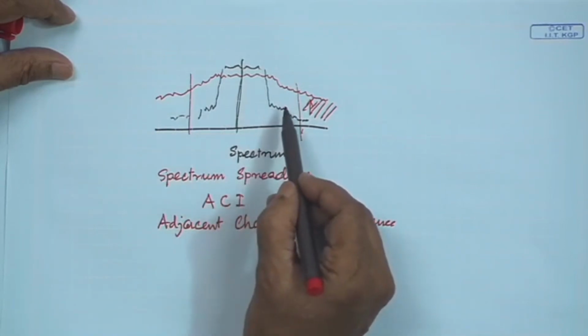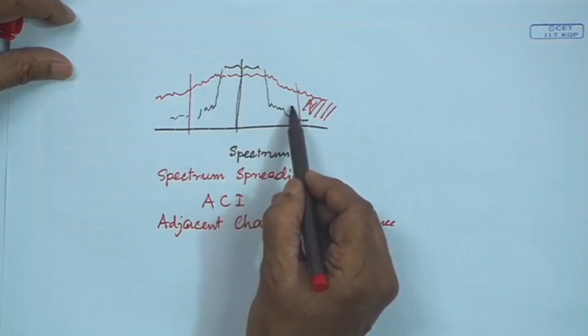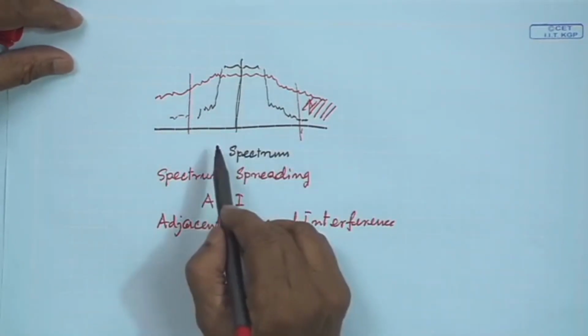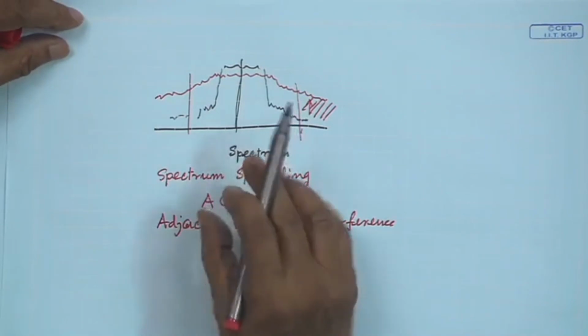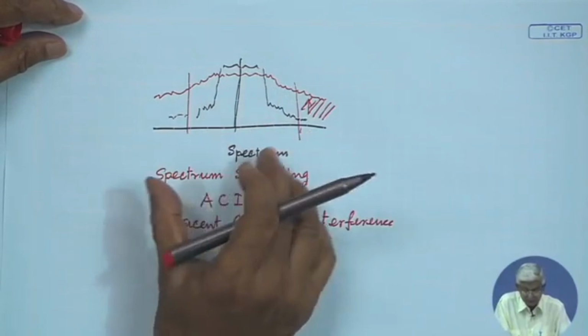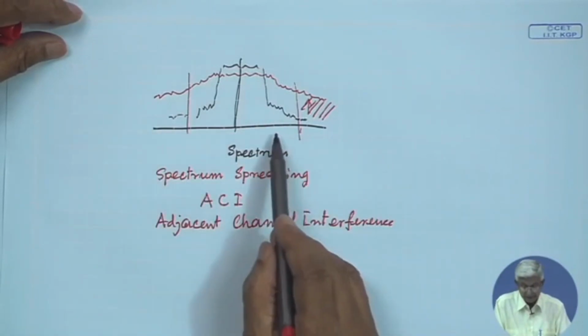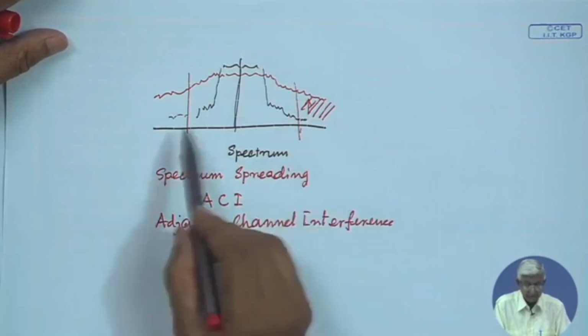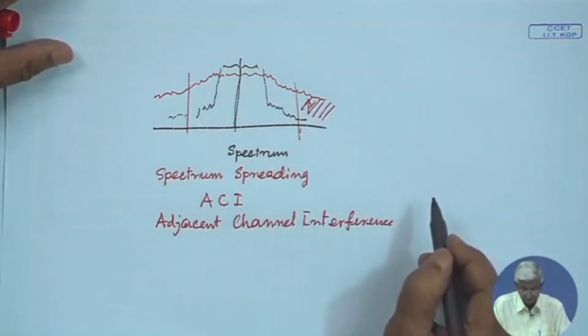One is the intermodulation product generates the spurious within the channel, so that your signal to noise ratio or dynamic range reduces. Another is it spreads the spectrum so that it interferes in the adjacent channel. Adjacent channel interference increases. There is one more problem because of the phase nonlinearity.